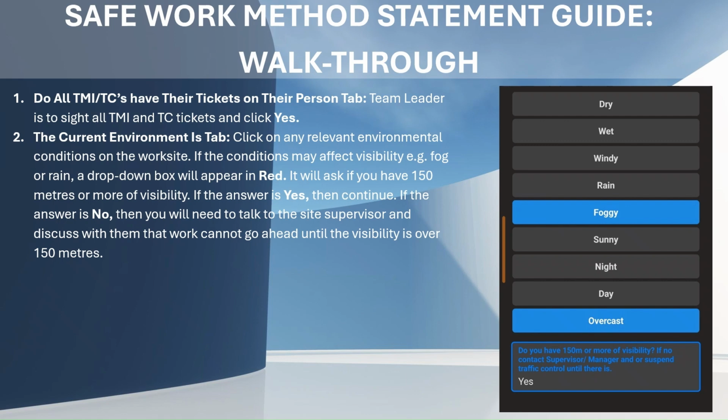If the answer is yes, then continue. If the answer is no, then you will need to talk to the site supervisor and discuss with them that work cannot go ahead until the visibility is over 150 meters.